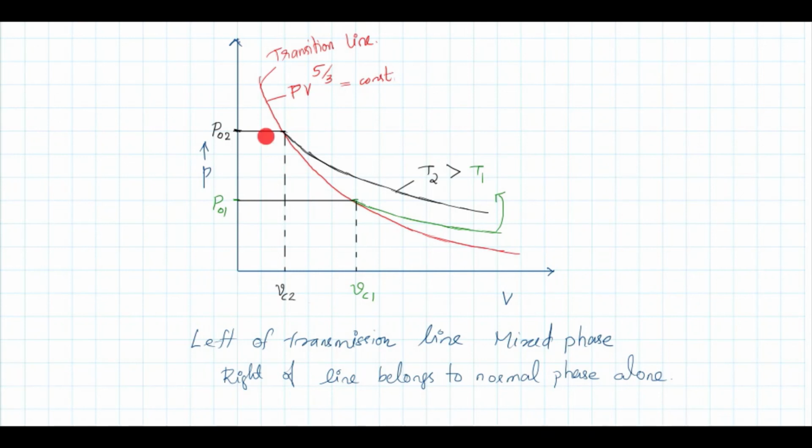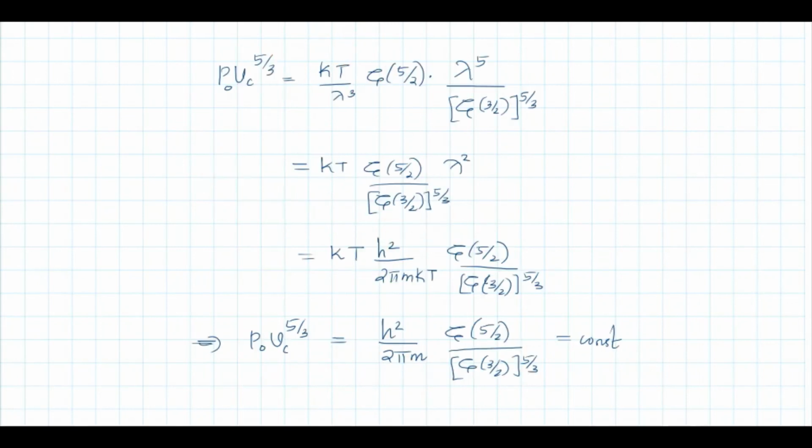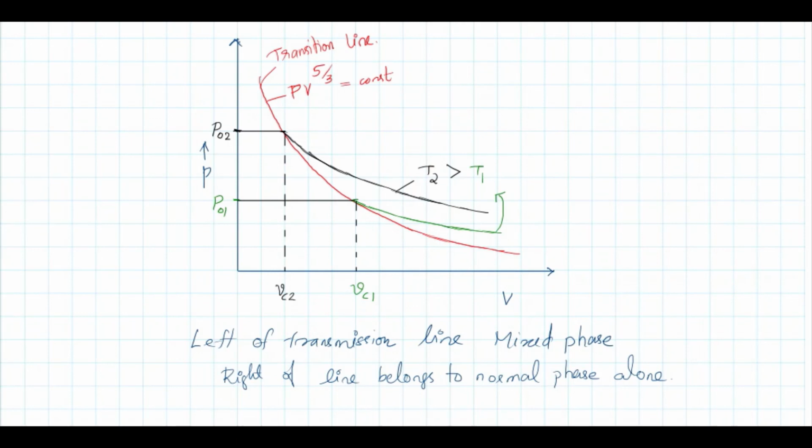The left of this transition line represents the mixed phase and the right side represents the normal phase alone. This line is not a PV raised to 5 by 3 equal to constant line. For Bose gas, PV raised to 5 by 3 is not a constant, but P0 Vc raised to 5 by 3 is a constant. So the left side of this transition line represents the mixed phase and the right side belongs to the normal phase alone.